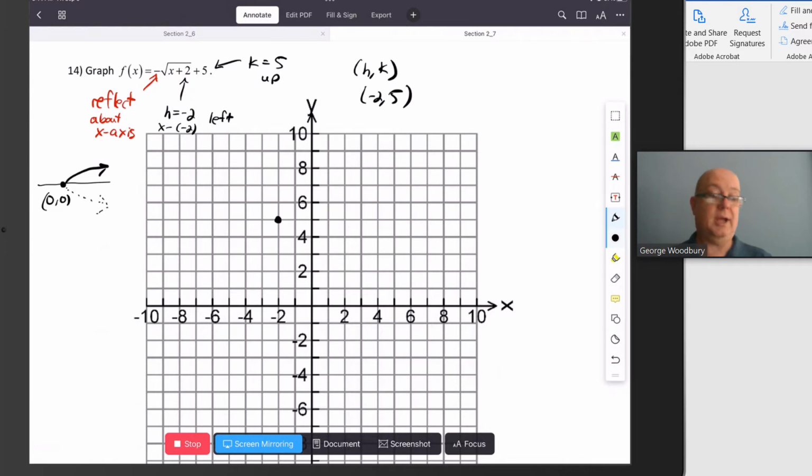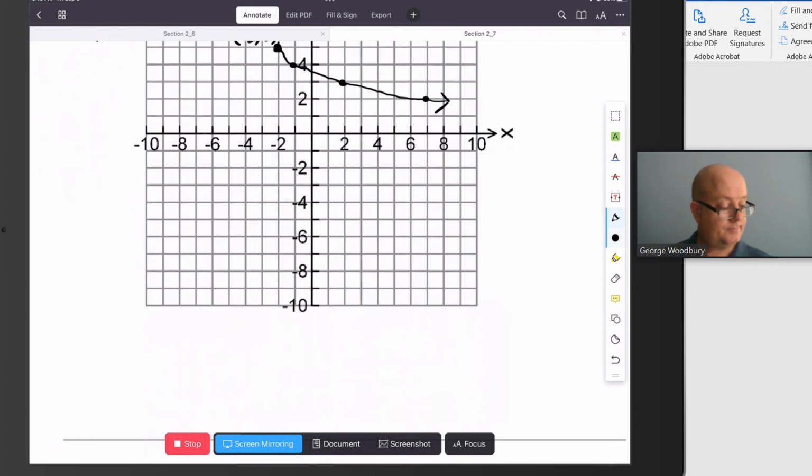Now I would draw the basic graph up like that. But this one is going to be flipped over. So the next point is going to be down here, and down here. Like that. Now, it's tough for me to actually draw it really well on the iPad that way, but that's the way that that one's going to look. It's going to start at negative 2, 5, and then it's going to go down to the right.